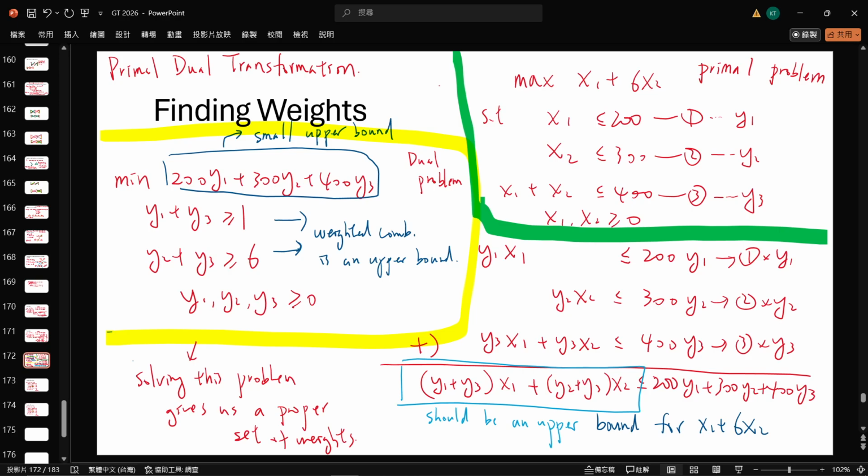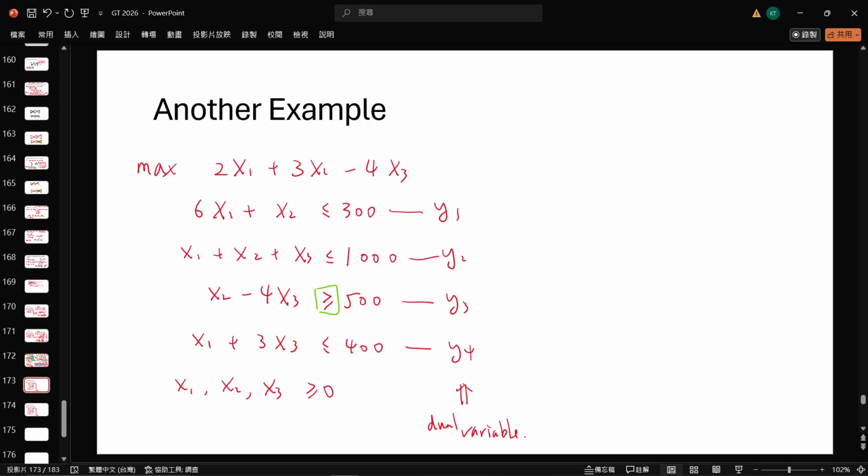So what matters here is the coefficient of x1 and the coefficient of x2, okay? And also we have to figure out the objective function. And what's the objective function here? It's just the sum of the right-hand side, okay? Because we want to have the smallest possible upper bound, okay? So we want to minimize this, okay?